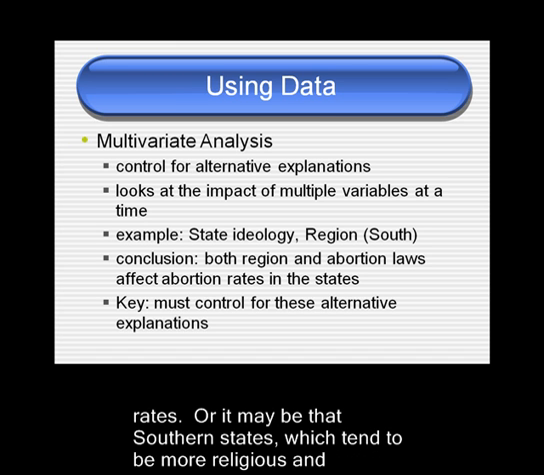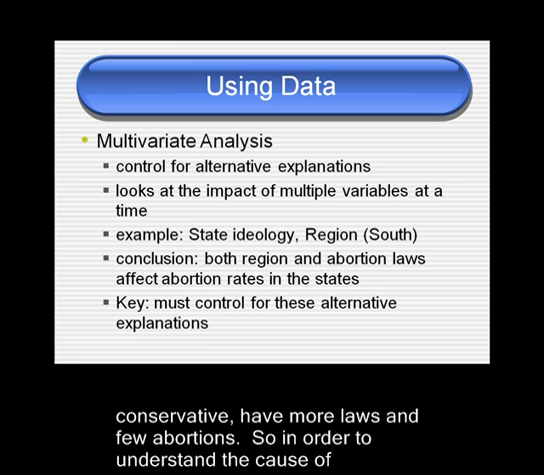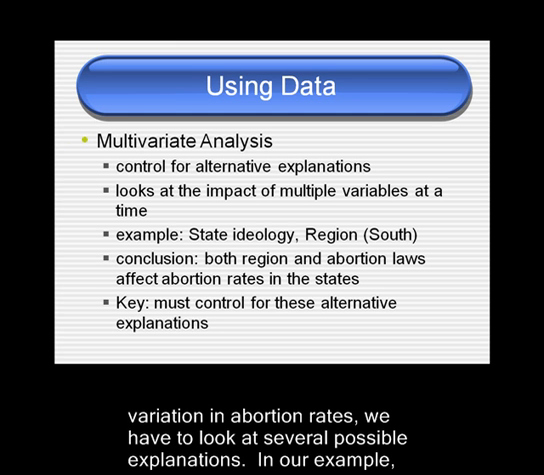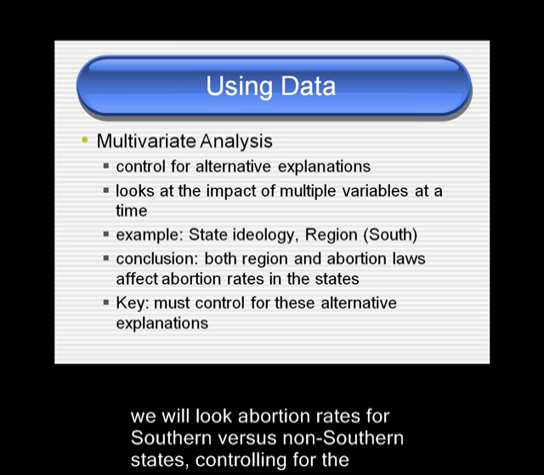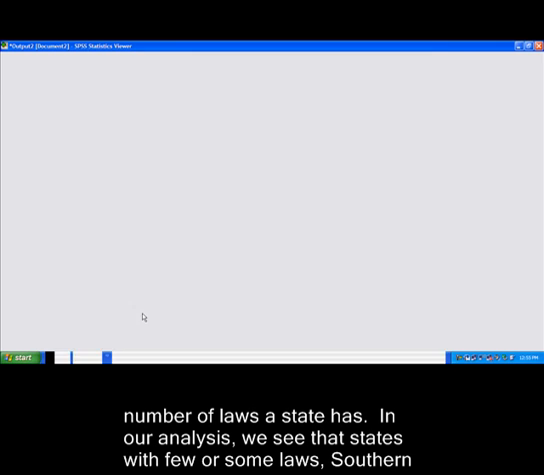Or it may be that southern states, which tend to be more religious and conservative, have more laws and fewer abortions. So in order to understand the cause of variation in abortion rates, we have to look at several possible explanations. In our example, we will look at abortion rates for southern versus non-southern states, controlling for the number of laws a state has.